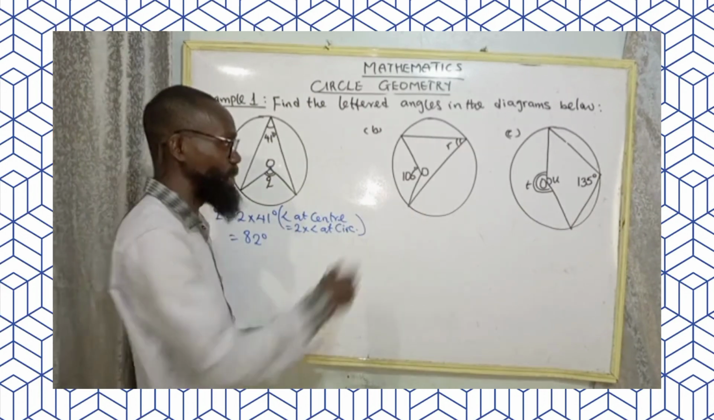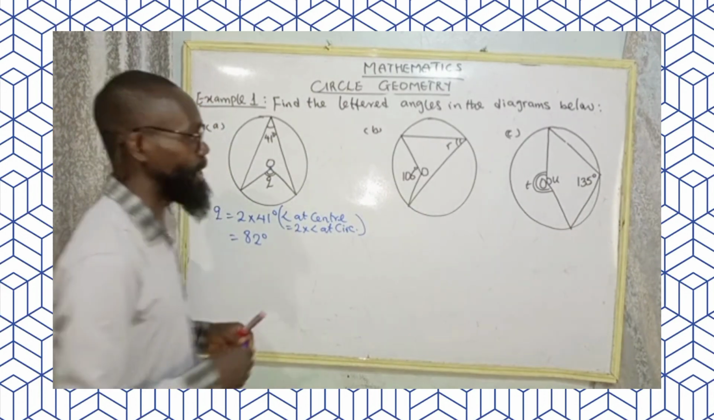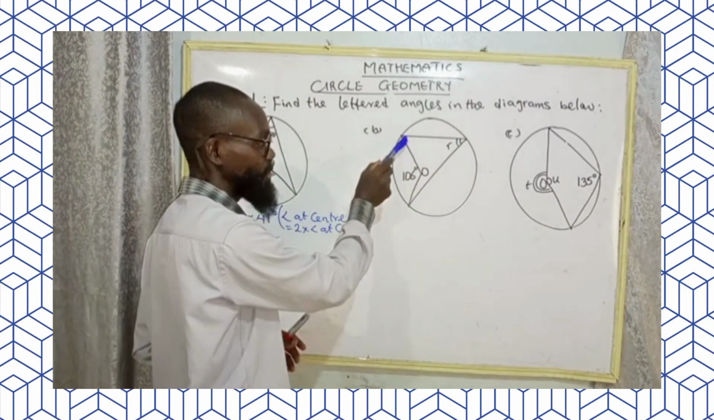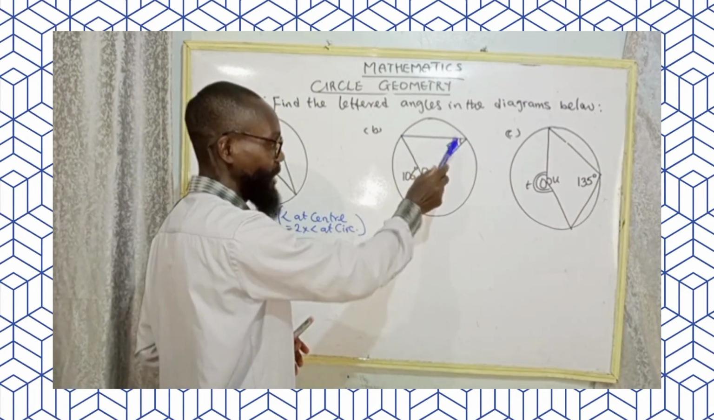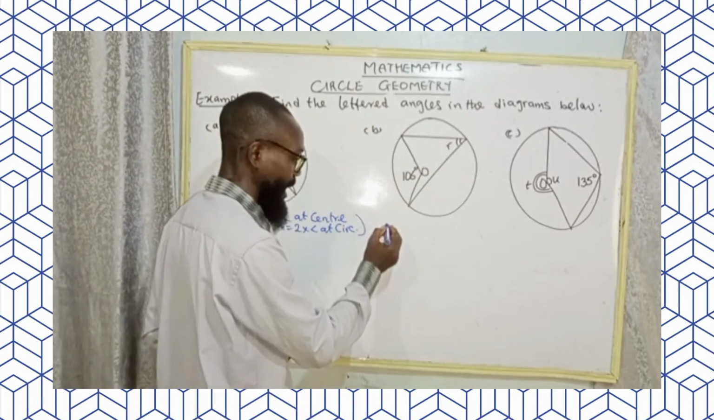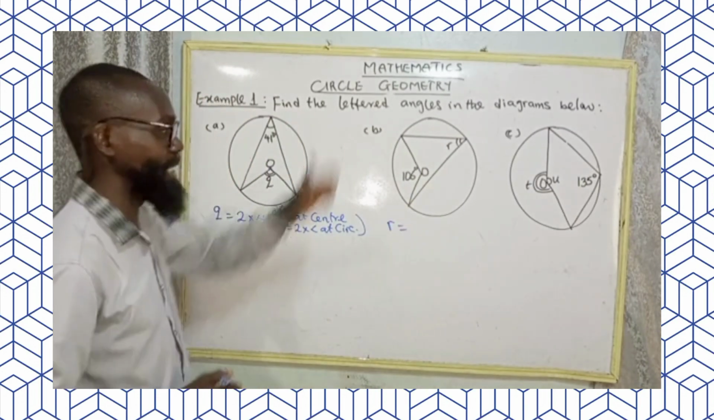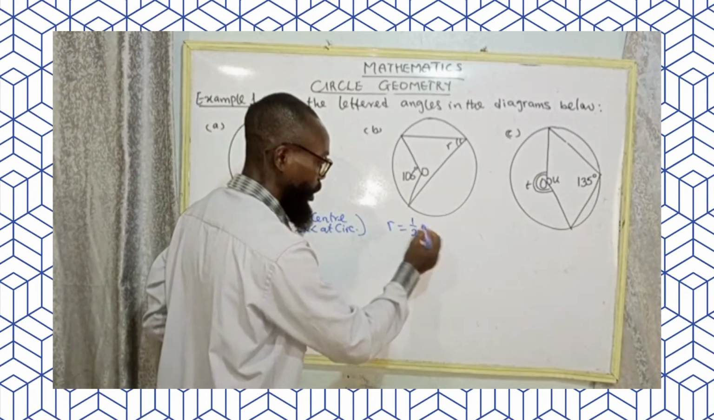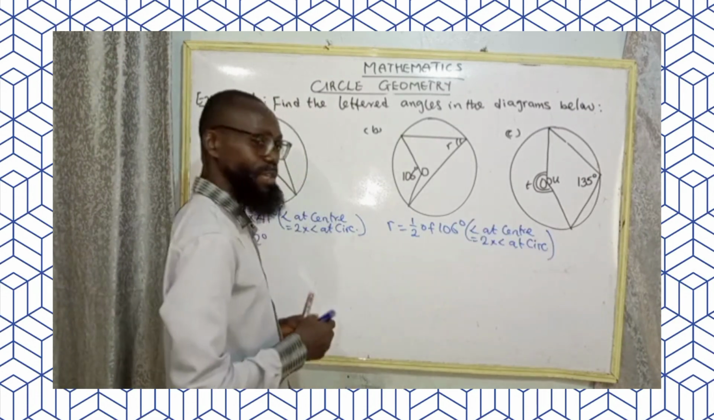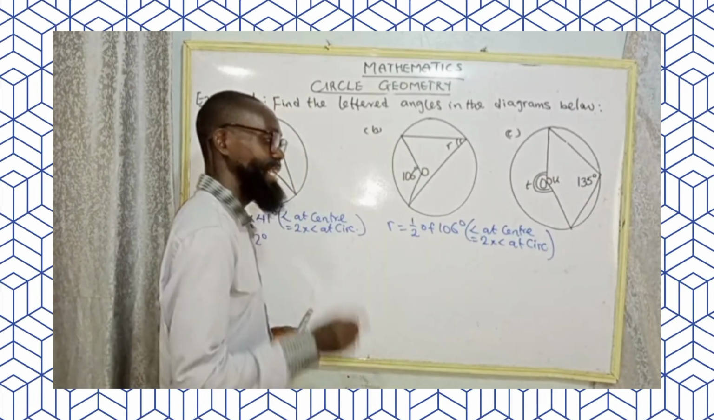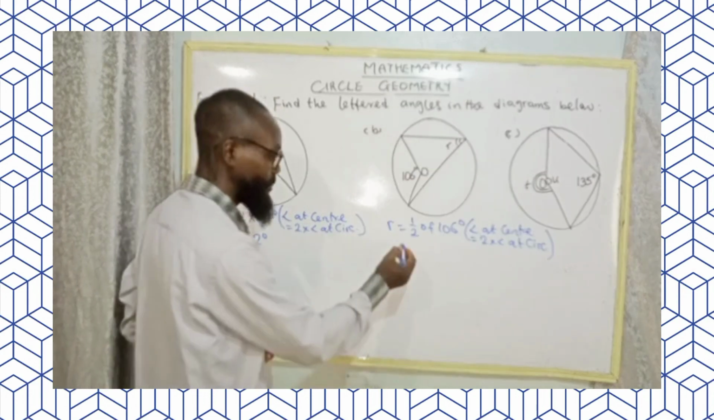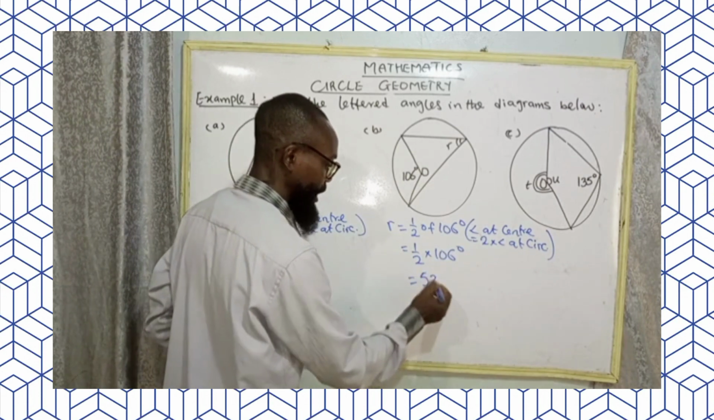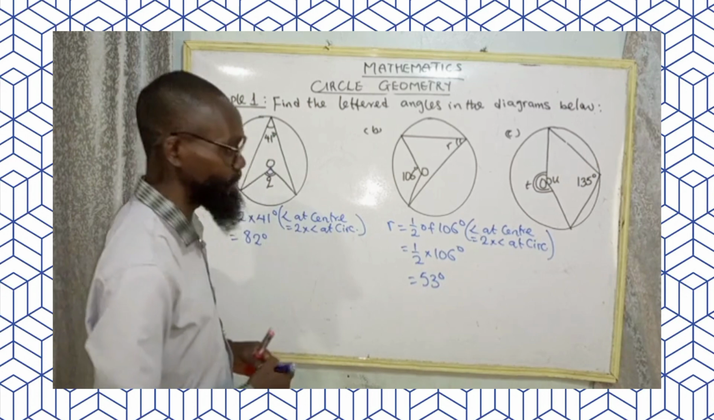Now, looking at this circle B, we want to find the value of R. And we know this R is the angle at the circumference. So the angles at the circumference are this R, this point, and this point. So the center of R is this 106 degrees. Since we want the angle at the circumference, R is going to be half of the angle at the center, so half of 106 degrees. The same reason will be given: angle at center is equal to 2 times angle at circumference. Which means 1 over 2 multiplied by 106 degrees, we have 53 degrees. So this angle R is 53 degrees.